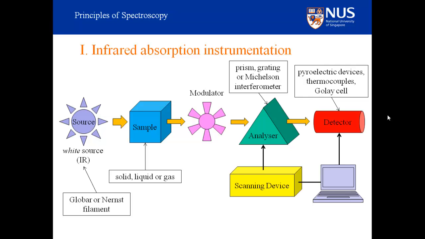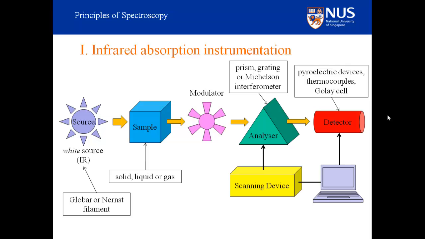The detector is essentially measuring heat. In essence, the detector is a thermometer. You can either have a thermocouple, which directly measures the temperature, or you can use a pyroelectric device. Pyroelectric devices are essentially the same thing that you use in detectors in fire alarm systems. Or it can be a Golay cell.